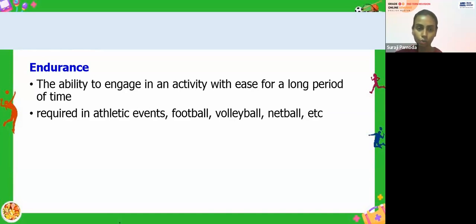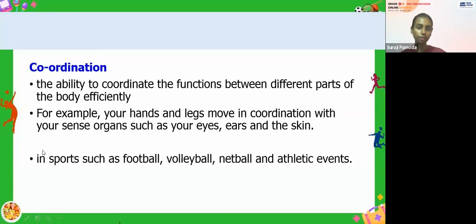Right? So for example, in marathons we need endurance because they run for a long period of time, right? And also in football, volleyball, netball, right? So 90 minutes for football, right? So the person needs endurance, right? And then the other answer is coordination, right?